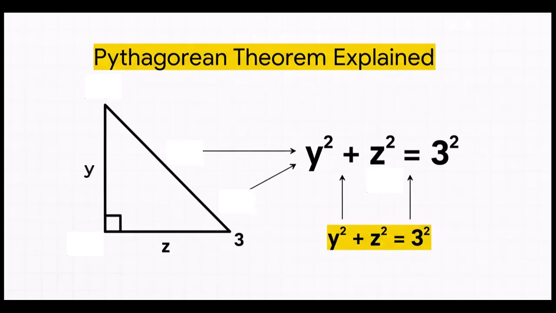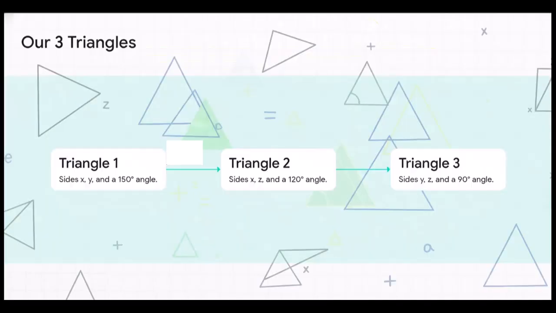Now for the third equation, and this one's even easier. y squared plus z squared equals 9. Wait a second, that's just 3 squared. That's the Pythagorean theorem. So this one's a good old right-angled triangle with sides y, z, and a hypotenuse of 3. So let's just take a step back. We started with 3 really messy-looking equations, and now we've turned them into 3 simple geometric shapes. 3 triangles, each with a known angle.